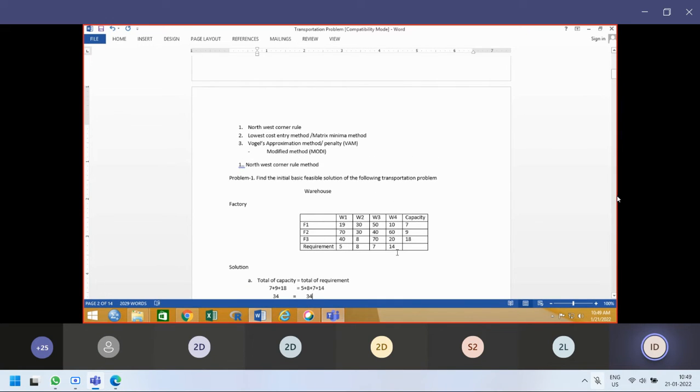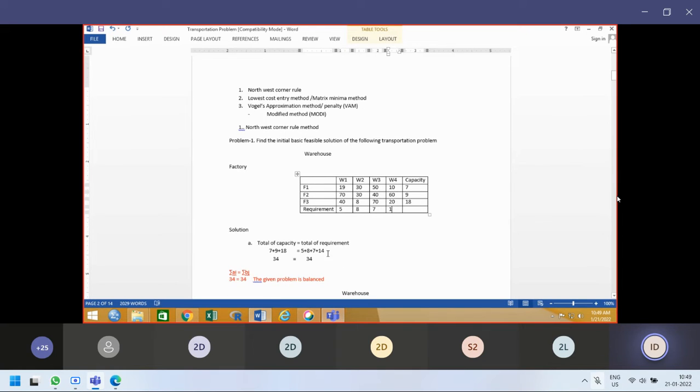Okay, now for example, I will change. This is 10, right? And summation of this is how much? 30. Now, is it equal? 34 is equal to 30. Is it equal? No, sir. Now it is called an unbalanced problem.